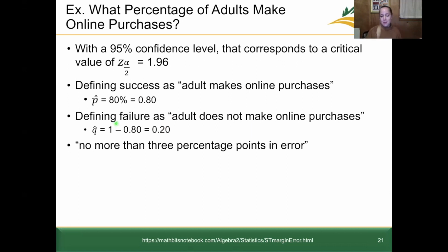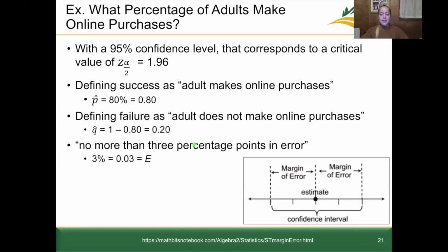It was given in the main part of the question: no more than 3 percentage points in error. How do we interpret this? Well, 3 percentage points in error, that's our margin of error value. That's our E value. So again, we take this out of a percentage by going from 3% divided by 100, which is equal to 0.03. So when reading that out, think of it as our margin of error value, our E value.